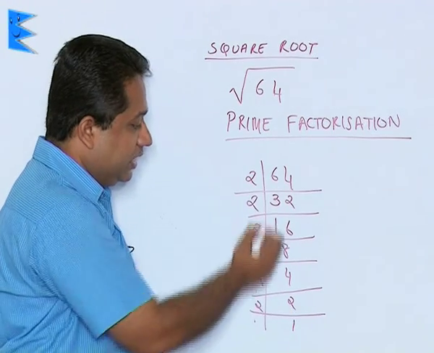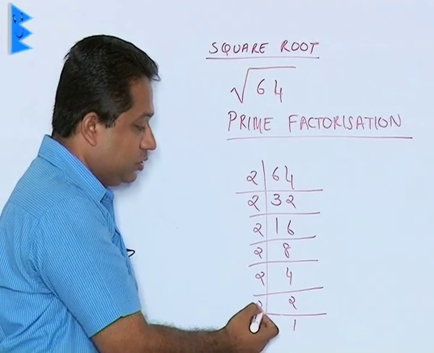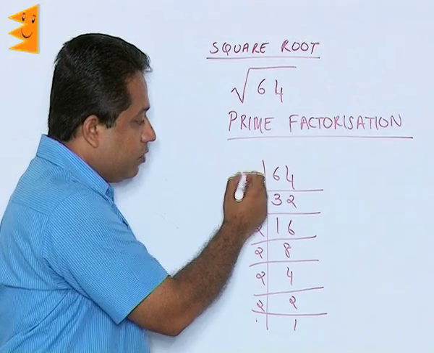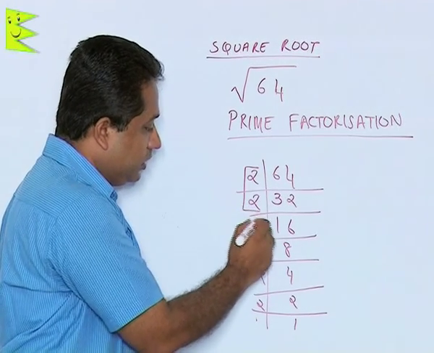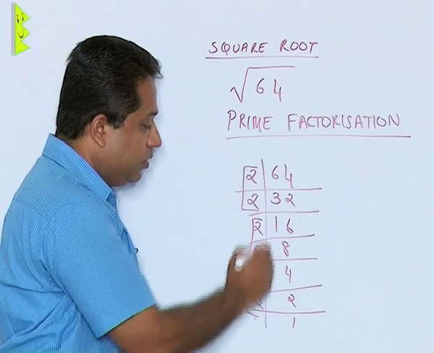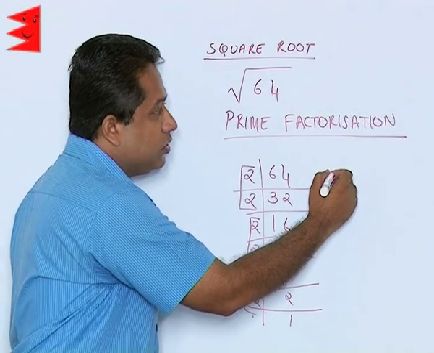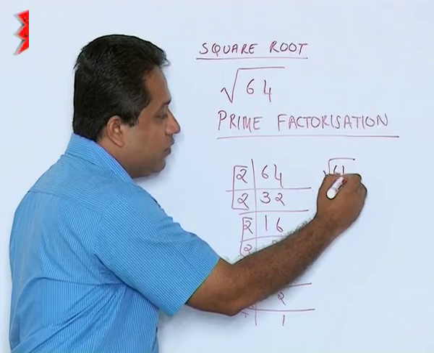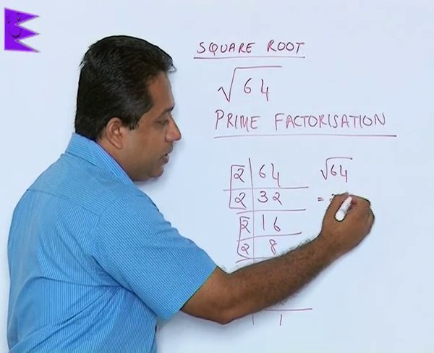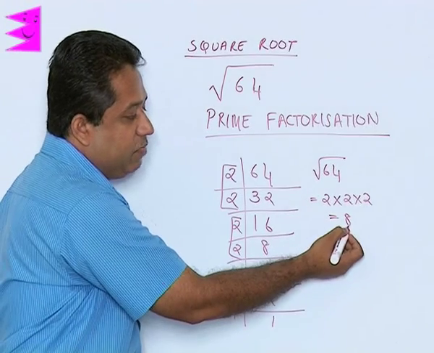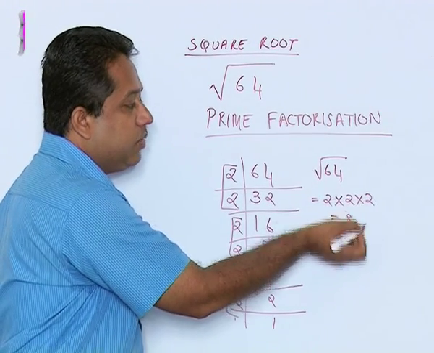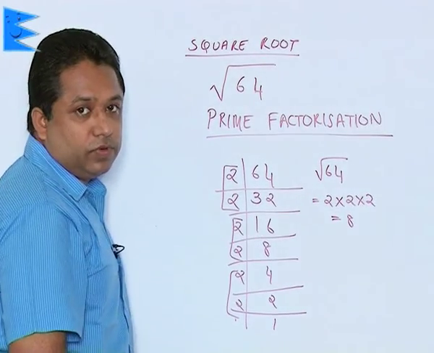So, here we realize that all the numbers are 2s. Now, we have to make groups of 2 identical numbers. So, this is one group of 2, this is another group and this is another group. So, we have 3 groups of 2s. So, we can say that root 64 is equal to 2 multiplied by 2 multiplied by 2, which is 8. And this answer can be verified because 8 multiplied by itself will give you 64.